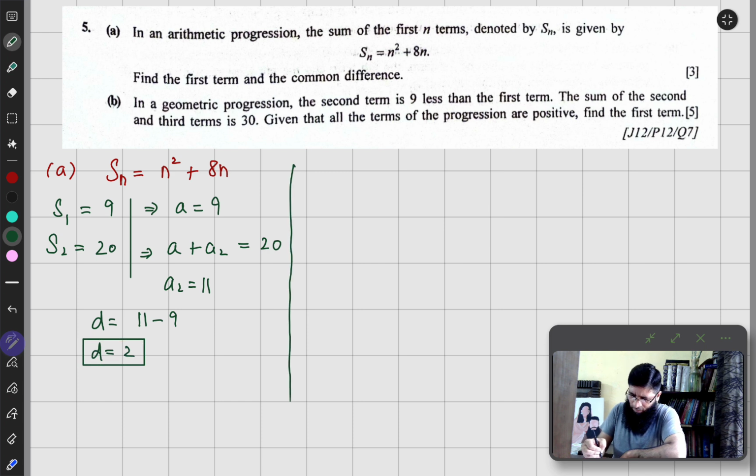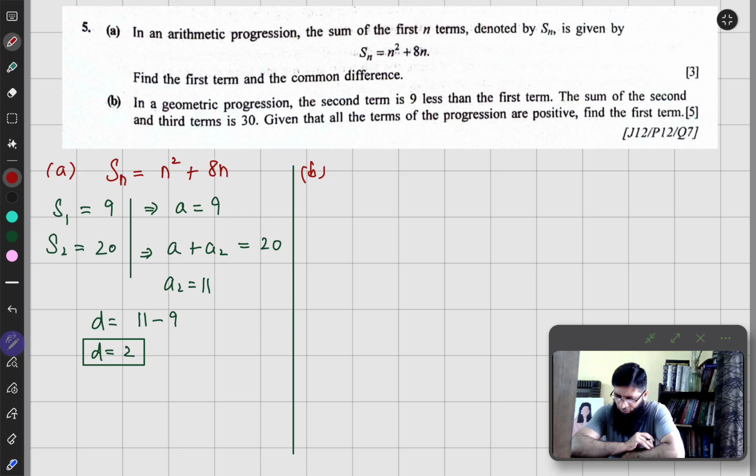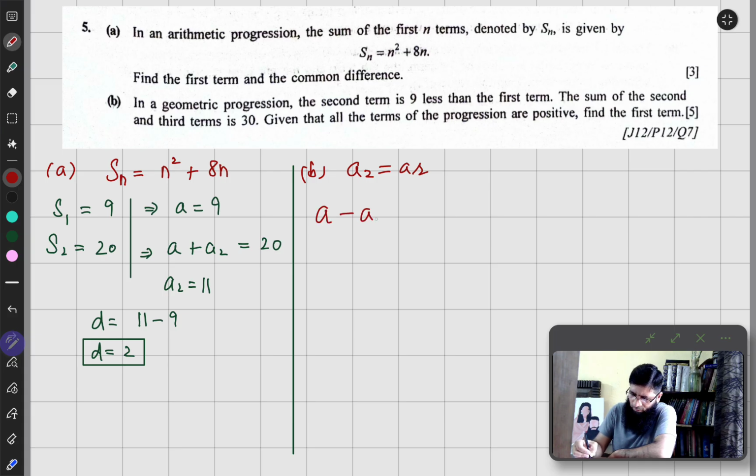Now look at part B of this question. In a geometric progression, the second term is 9 less than the first term, and the sum of the second term and the third term is 30. Given that all the terms of the geometric progression are positive, find the value of the first term. So the second term is AR, and the second term is 9 less than the first term. So if you subtract the second term from the first term, that will be equal to 9. So this will be the first equation.